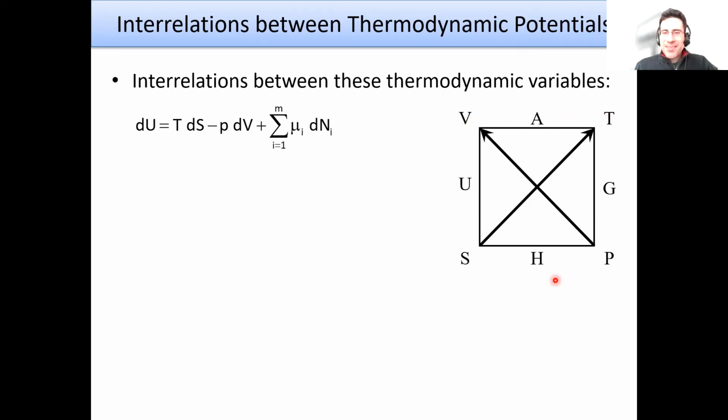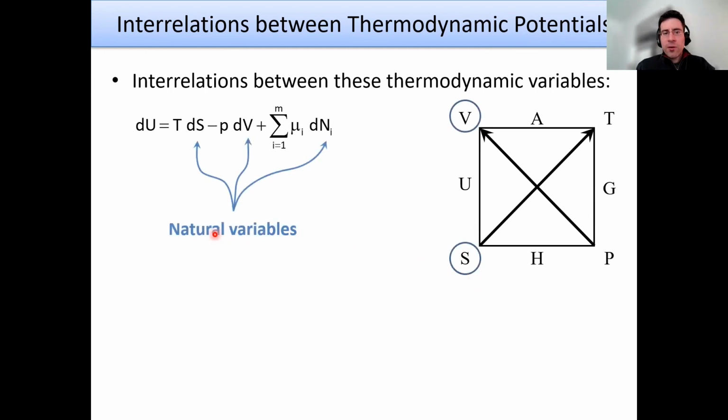So this way you can create the little schematic here, and then here is how you can get these relations that interrelate all of these variables. Let's talk about energy. The variables that are next to the energy, volume and entropy, are the natural variables of this thermodynamic potential, the internal energy. In addition to these, you always have the number of molecules or number of moles, which always appears in a term like this.